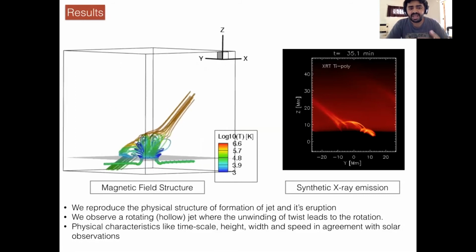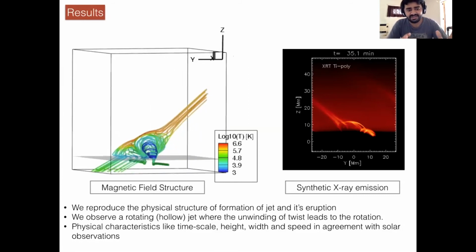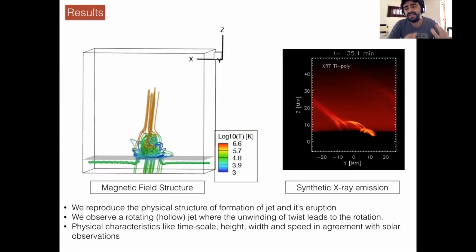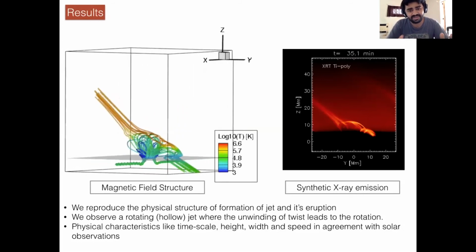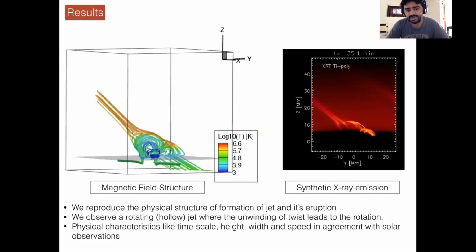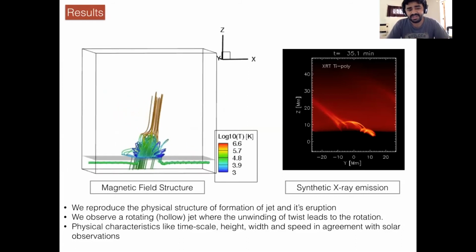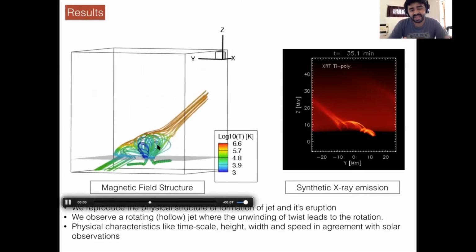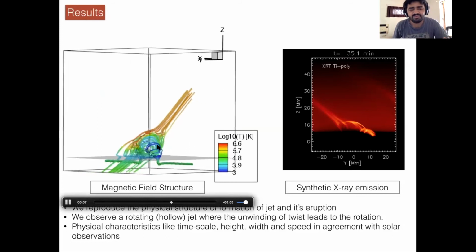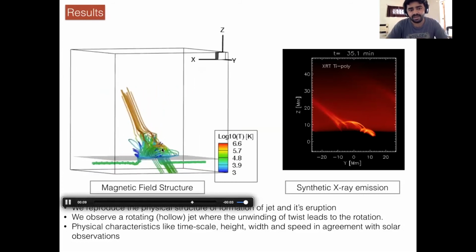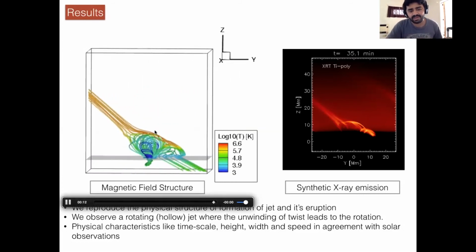Also, I don't mean to give the impression that this is actually what goes on in the sun, but this is one of the possibilities, because the sun is so complicated and we are not aware of so many physical processes. So we are able to do fairly well as one particular scenario.